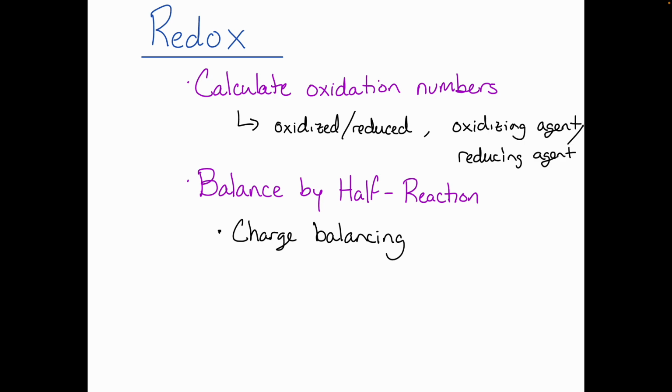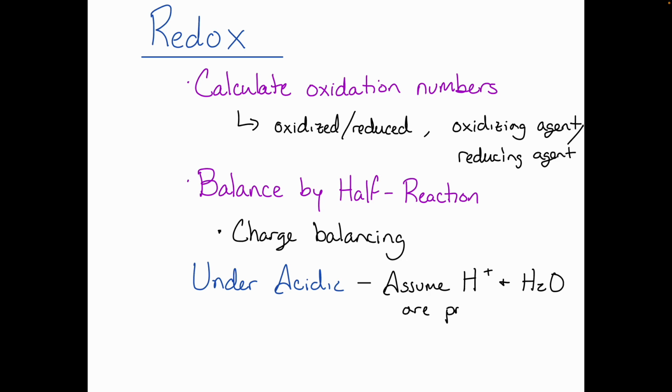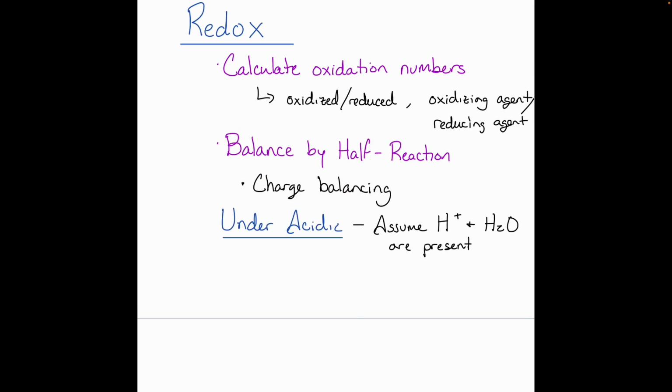All right, and then we sort of threw a curveball by saying, all right, we should be able to balance under acidic conditions. This is where we assume H plus and H2O are present. We use that in our balancing to balance oxygens and hydrogens. And then where we left off was under basic conditions, where you assume that there's water and what else? OH, hydroxide.